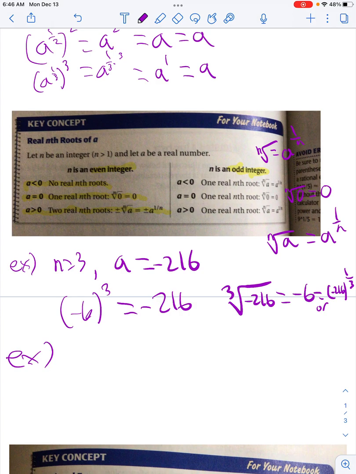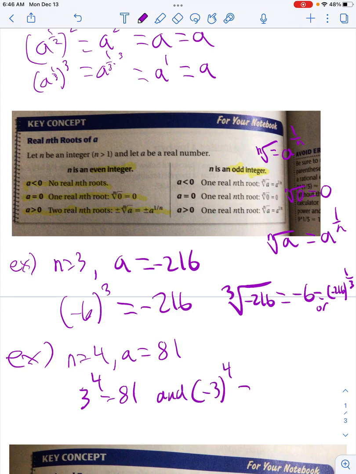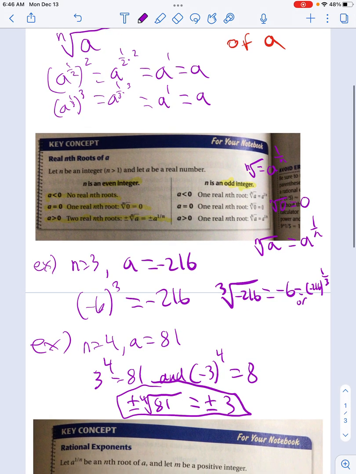One more example. If n equals 4 and a equals 81, n is 4, which is even, and 81 is greater than 0, so we know that we're going to have two real fourth roots. If I think about this problem, because 3 to the 4th equals 81 and negative 3 to the 4th equals 81, we can write our answer as plus or minus the fourth root of 81 equals positive or negative 3. So again, positive 3, negative 3, that's going to be our answer.